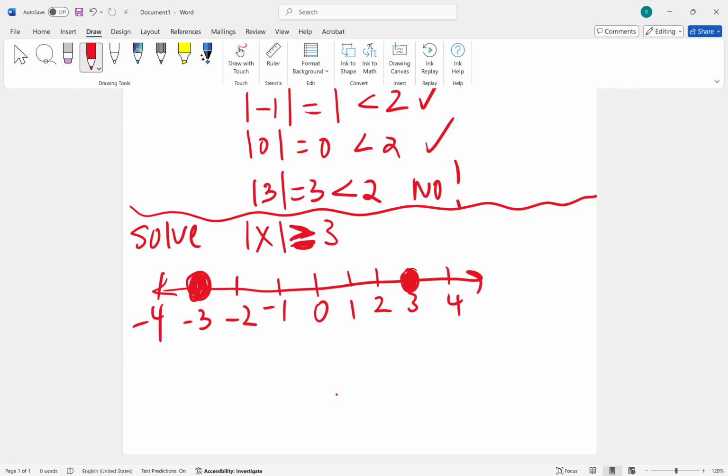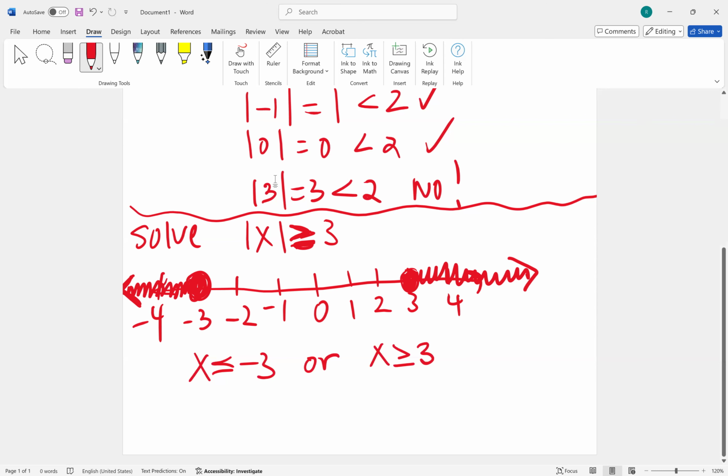But now where is the distance greater than 3 or more than 3 away from 0? Well, it's everything this way, right? All these numbers are more than a distance of 3 away from 0, right? And then all these numbers to the left of negative 3 are also a distance of more than 3 away from 0 on the number line. So now look at my solution set. It's going to be all values of x that are less than or equal to negative 3, or all values of x that are greater than or equal to 3. So x is less than or equal to negative 3, or x is greater than or equal to positive 3.